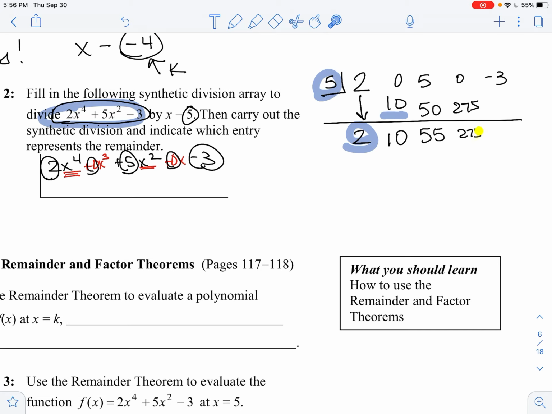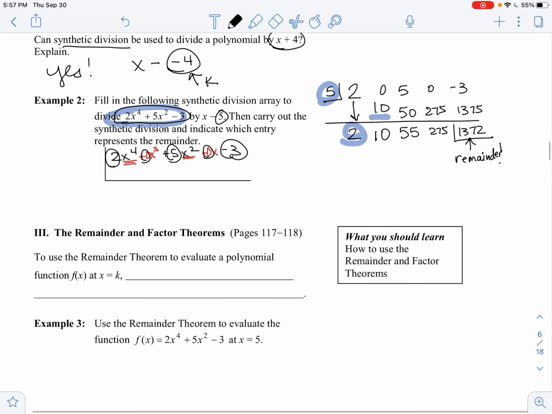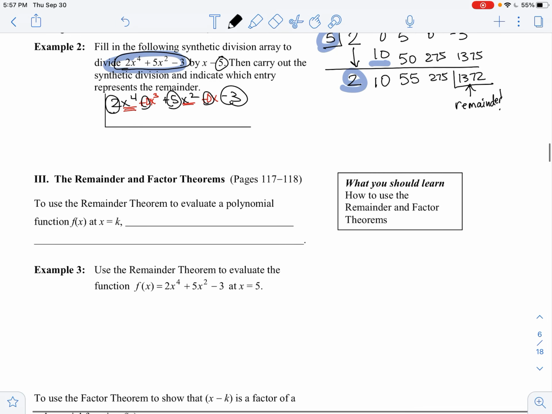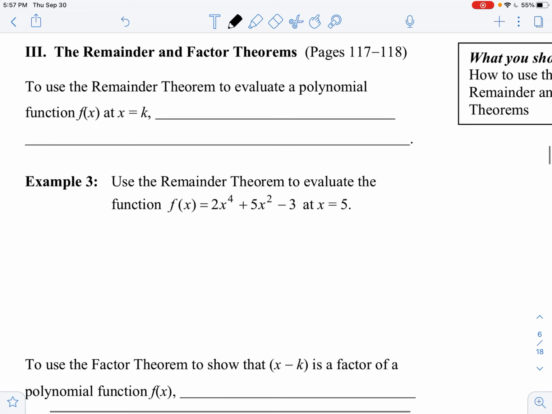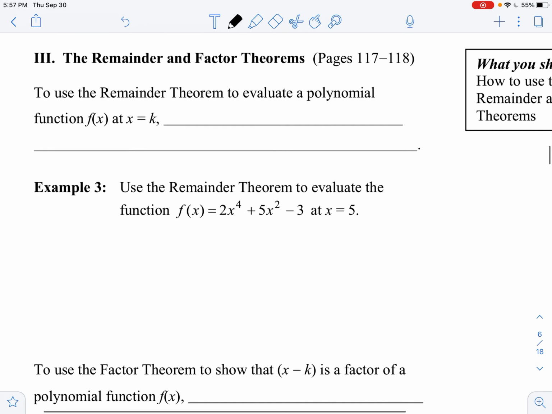Multiply again, 5 times 275. We get the next number, 1375. If we add down, -3 plus 1375 is 1372. There's no other number, so this number right here is the remainder. That's a lot easier and less to keep track of than long division. Super, super, super helpful. Okay, so let's talk about the remainder and factor theorems.